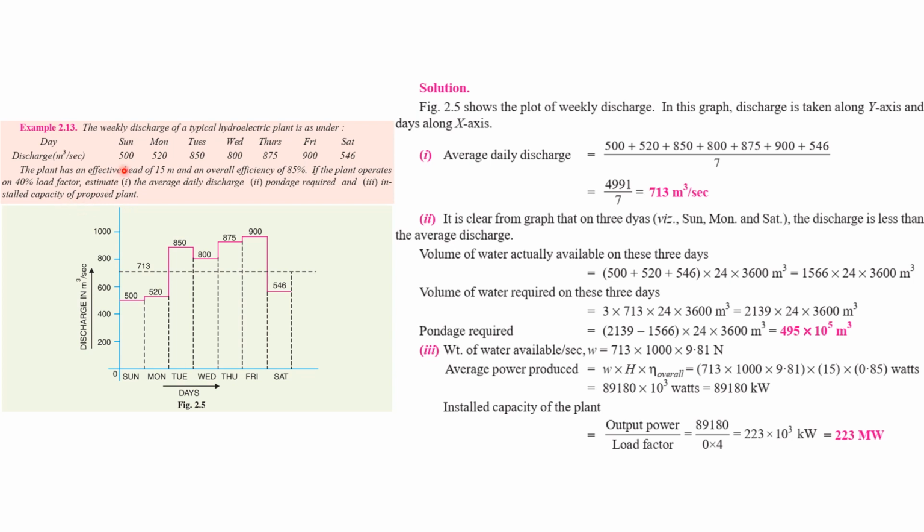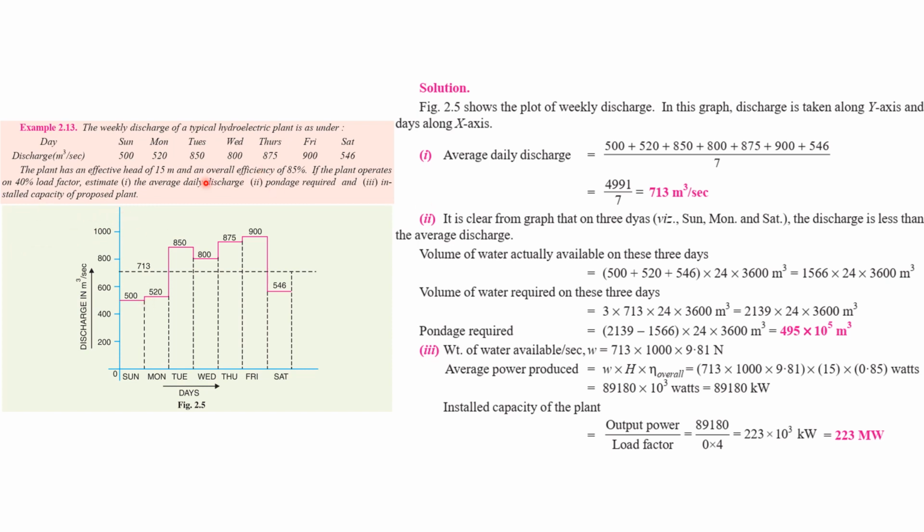So the plant has an effective head of 15 meters and overall efficiency of plant is 85%. If the plant operates at 45% load factor, estimate the average daily discharge. You have to tell how much water must be discharged on average daily, the pondage required, what is the size of the pond that is required to ensure this average daily discharge, and the installed capacity of the proposed plant.